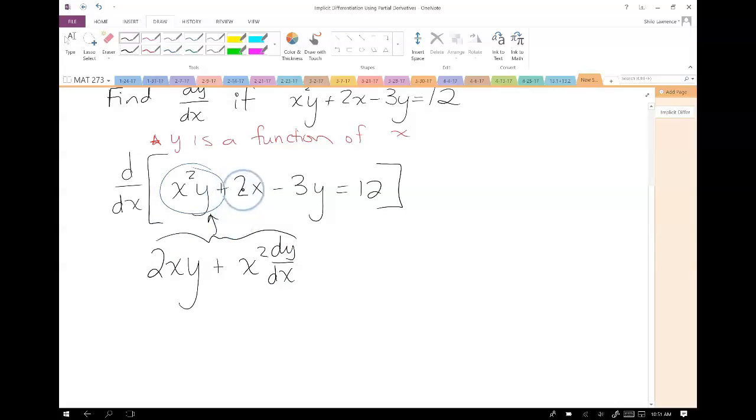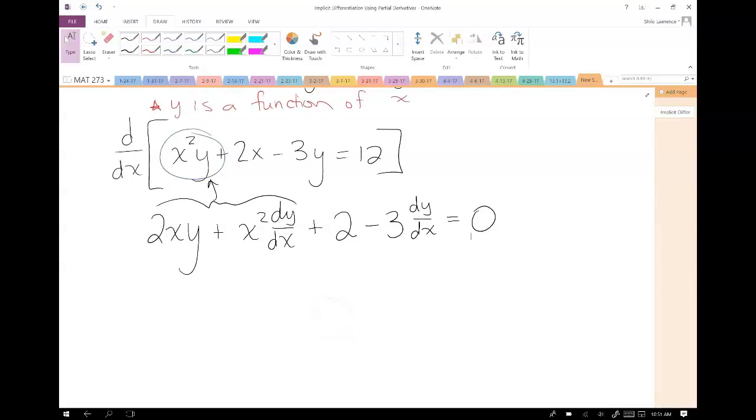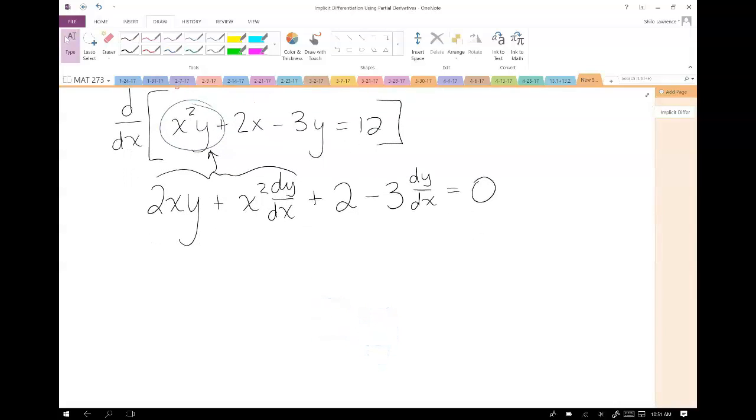And then the derivative of 2x is just 2. The derivative of minus 3y is negative 3 dy dx. Anytime you take the derivative of a y, you've got to include dy dx. And then the derivative of 12 is 0. So we've gone through and differentiated everything with respect to x.